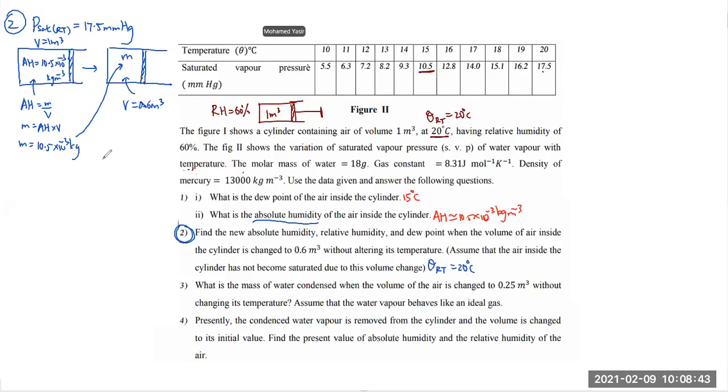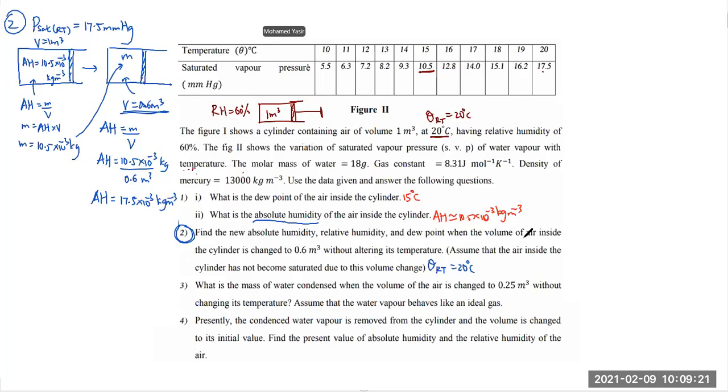Let's start. Absolute humidity. Now the new absolute humidity, I will start here for this volume. Absolute humidity is equal to mass of water vapor divided by volume. So mass of water vapor is same, that is 10.5 into 10 to the power minus 3, divided by volume 0.6, kilograms per meter cube. The units are not that necessary, but it's okay. And what is the value for absolute humidity now? 105 divided by 6 is 17.5 into 10 to the power minus 3 kilograms per meter cube. That is the absolute humidity.